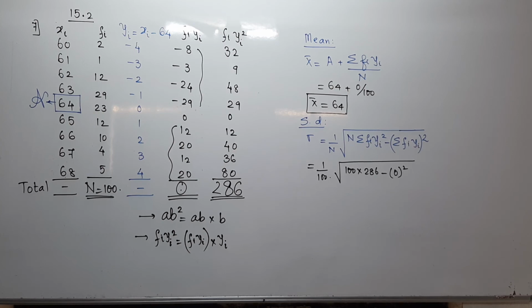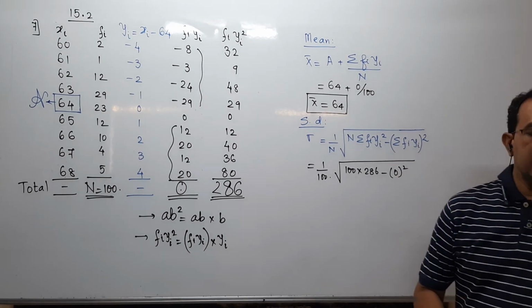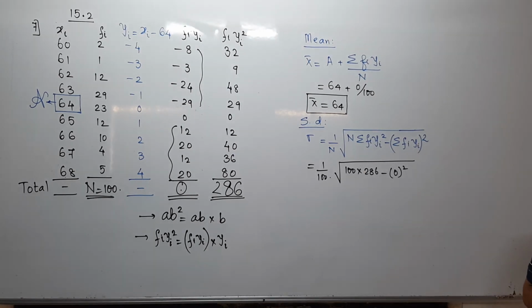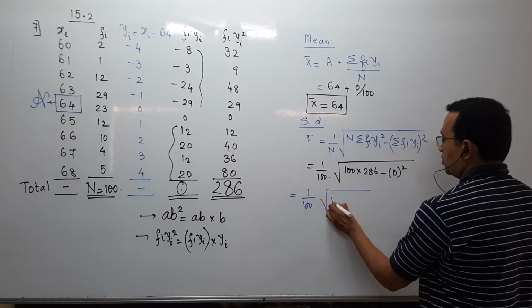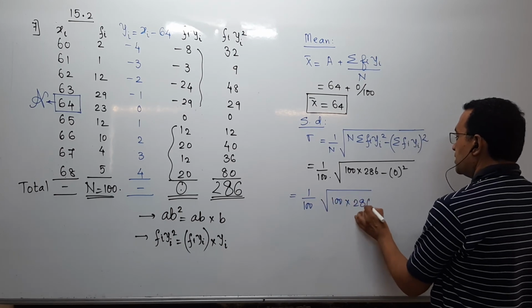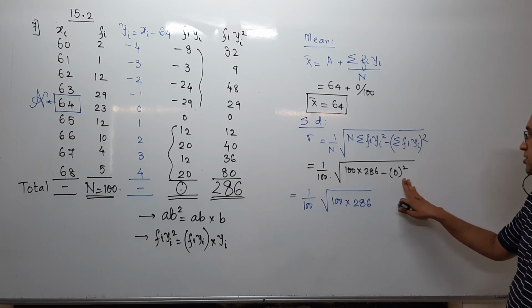The formula of standard deviation, which is 1 by n into square root of n into sigma fi yi square minus sigma fi yi the whole square. This negative sign never vanishes. Even if this total was say minus 10, the square of minus 10 is 100, and the outside sign never changes. So this is written as 1 by 100 into square root of 100 into 286, because 0 square is 0.